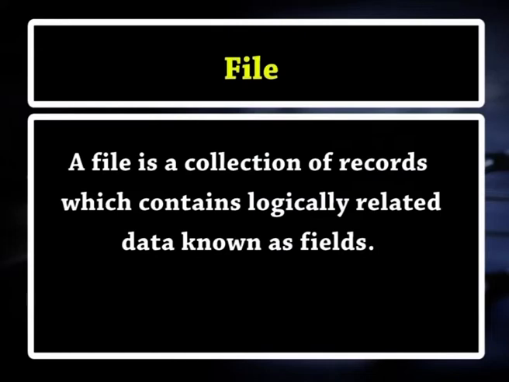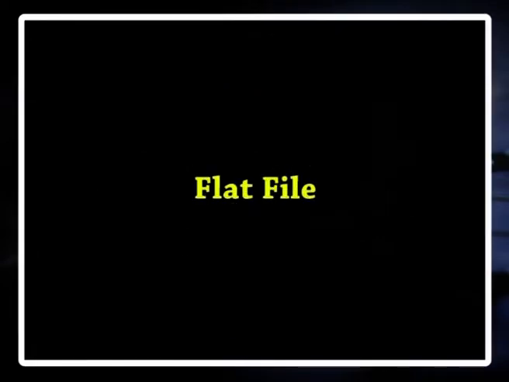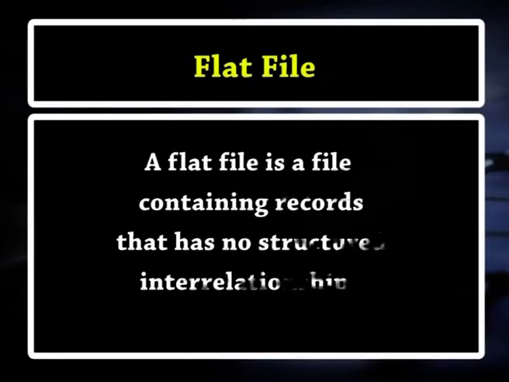Now, before elaborating this definition, let us look at some of the related terms. File: a file is a collection of records which contains logically related data known as fields. Flat files: a flat file is a file containing records that have no structured interrelationship.